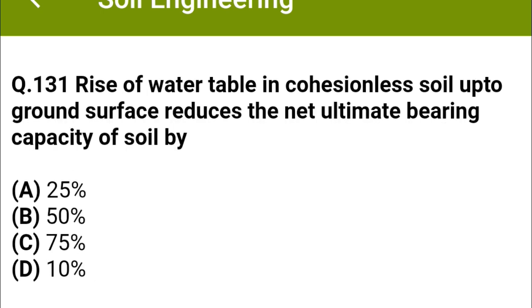Rise of water table in cohesionless soil up to ground surface reduces the net ultimate bearing capacity of soil by option A, 25%, option B, 50%, option C, 75%, option D, 10%. The correct answer is option B, 50%.